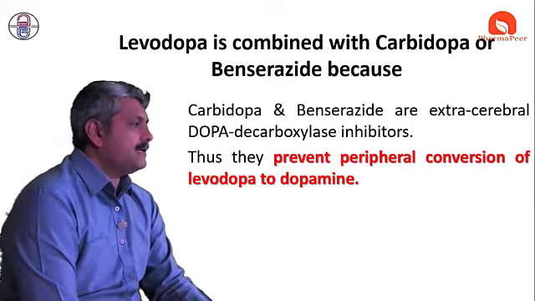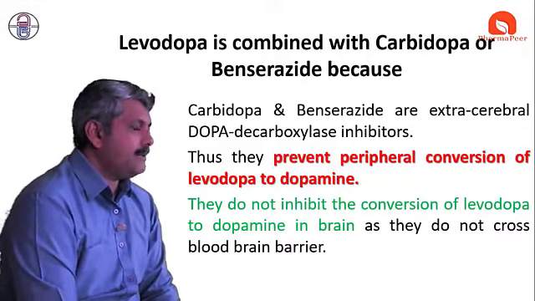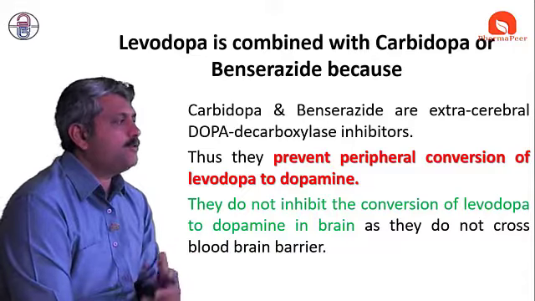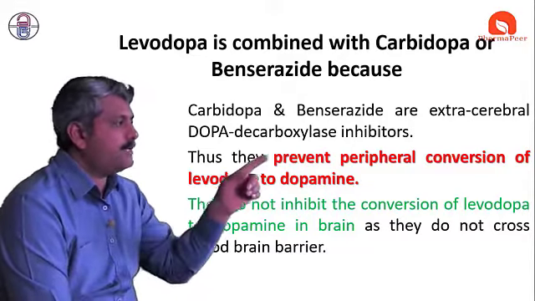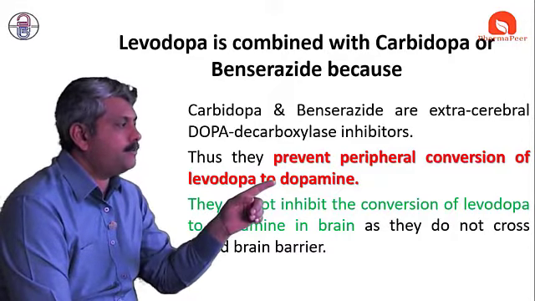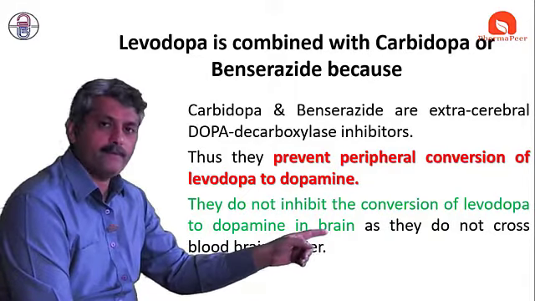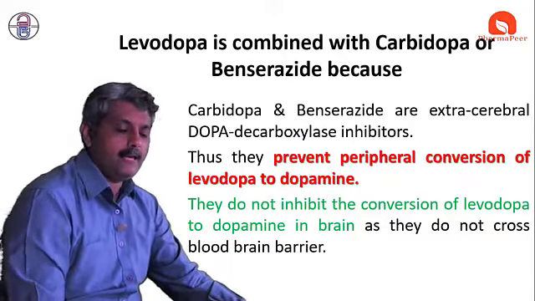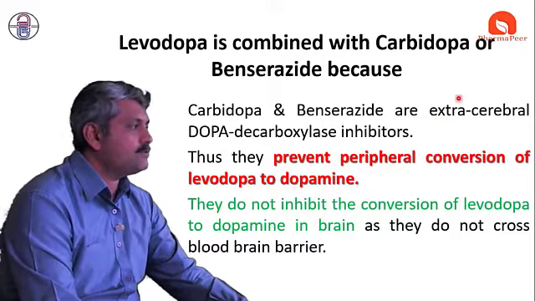Thus, they prevent the peripheral conversion of levodopa to dopamine, as we had seen. One more very important benefit is that they do not inhibit the conversion of levodopa to dopamine in the brain, which we want. We don't want levodopa converted to dopamine in the peripheral area. We want the conversion in the brain, and these drugs act on the extracerebral area. So this is the most important thing. We want it to act on the brain.